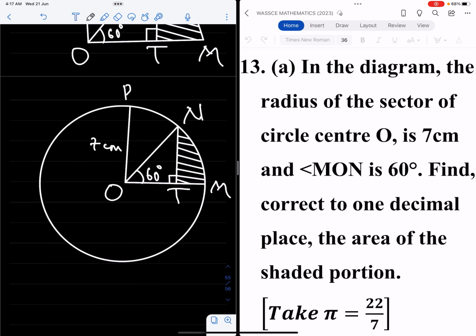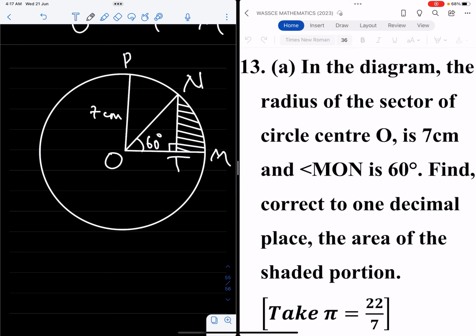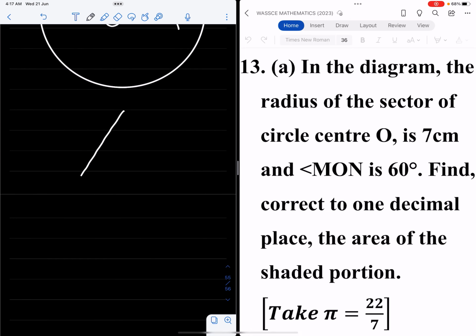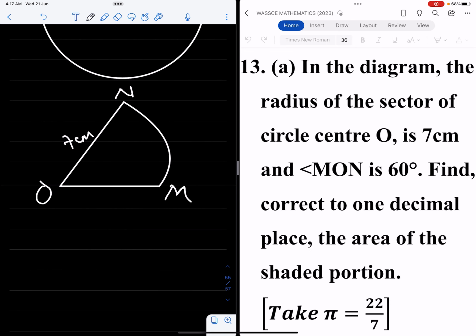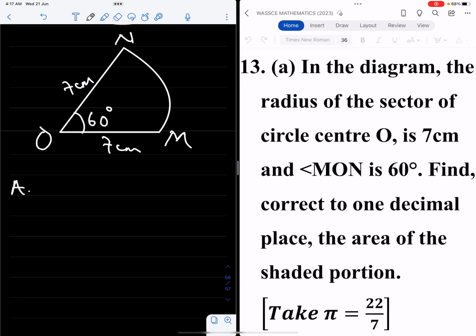Let me find the area of sector MON first. This is the sector, and this is the arc of the sector. ON is a radius, 7 centimeters, and OM is also a radius. The angle of the sector subtended by the arc is 60 degrees. So the area of sector MON.